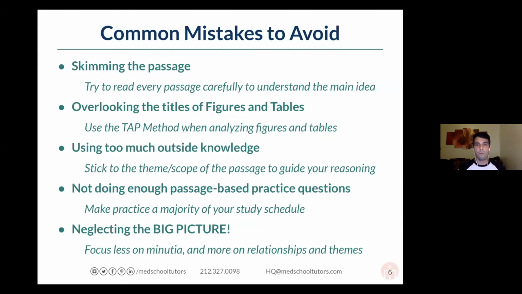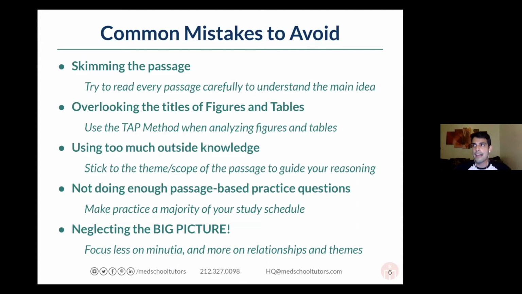But the piece of advice I would give you to steer you in that direction is to really make an active effort to stick to the theme and the scope of the passage to guide your reasoning. Try not to use outside knowledge if it's not a fundamental fact, right? Or it's not a fundamental principle that would definitely be covered in your review books, right? Those are kind of high level.